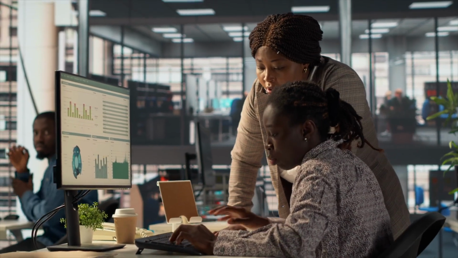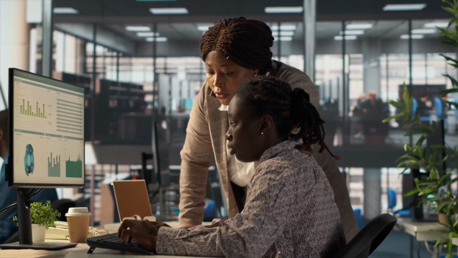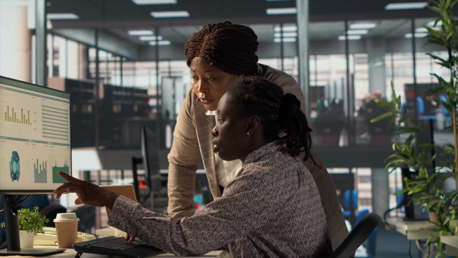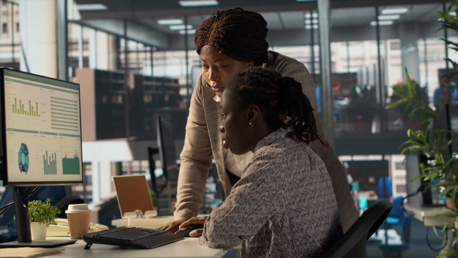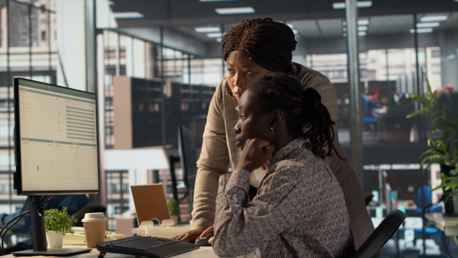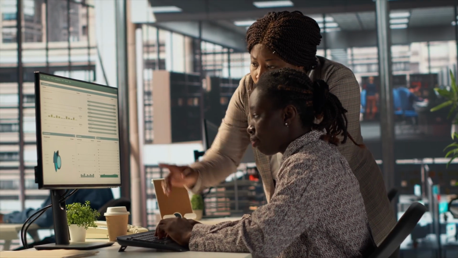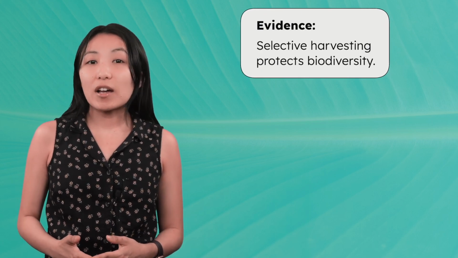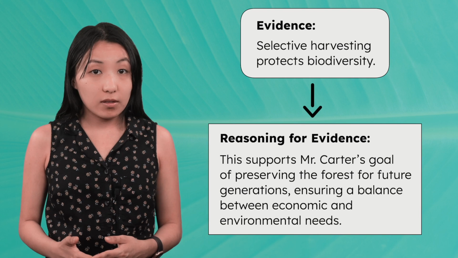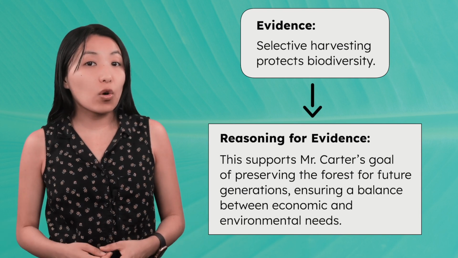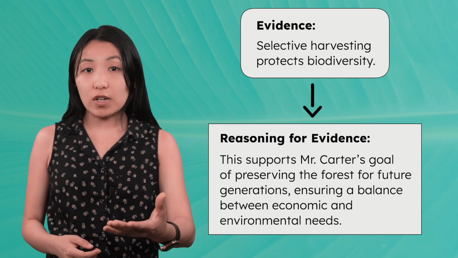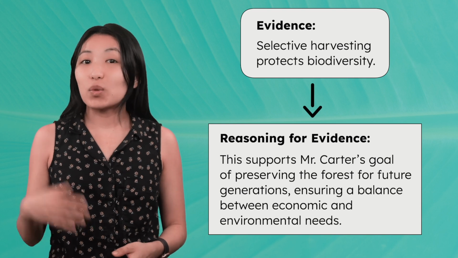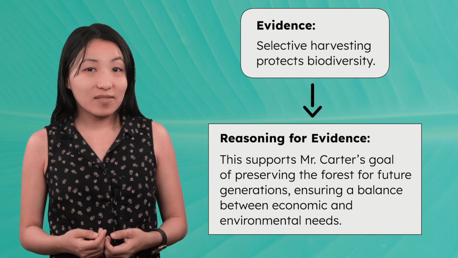The reasoning is the most powerful part of your CER statement because it specifically shows how the evidence you listed supports the goals of the decision. In other words, this is how you explain the thinking you did as you weighed the costs and benefits of your options. For example, if your evidence says, selective harvesting protects biodiversity, your reasoning might be, this supports Mr. Carter's goal of preserving the forest for future generations, ensuring a balance between economic and environmental needs.